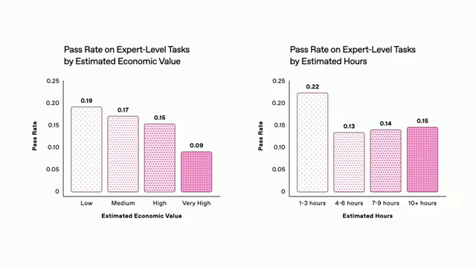And pass rate is the rate at which the model provides a satisfactory answer to an expert level task as rated by that expert. So what's interesting from these graphs is that pass rate is more correlated with estimated economic value than it is with estimated number of hours to complete the task, which shows us that the things that the model finds difficult aren't necessarily the same things that humans find time consuming.